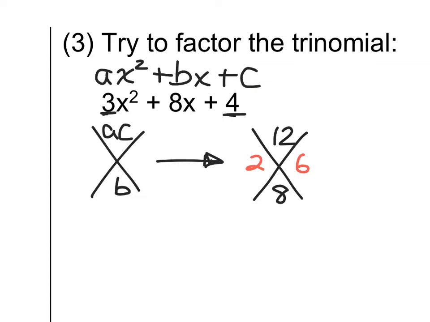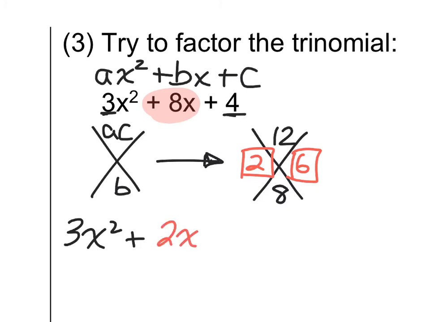So now the big question is, okay, cool, what do we do with this information? What we're going to do is replace the 8x with this new information. These two values, the 2 and the 6, are going to help us replace the 8x. So I'm going to write 3x squared plus, instead of 8x, 2x plus 6x plus 4.